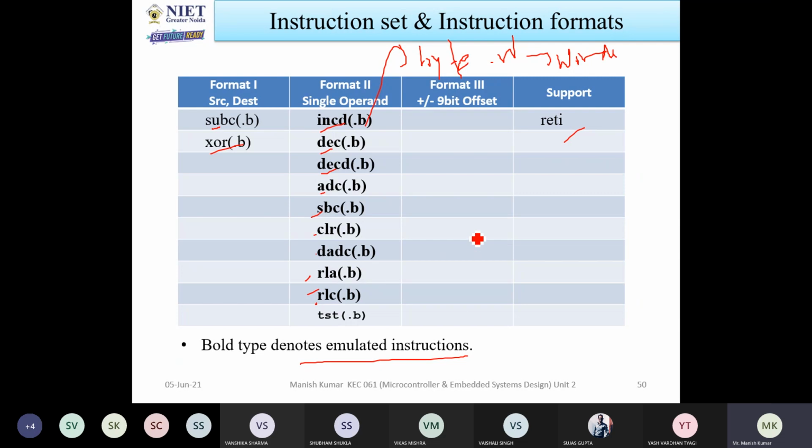So I told you two types of instructions are available. One is the main instructions, another is emulated instructions. The emulated instructions are made up of main instructions, and they also do not have their own opcode. Remember that. This is the main difference between them.